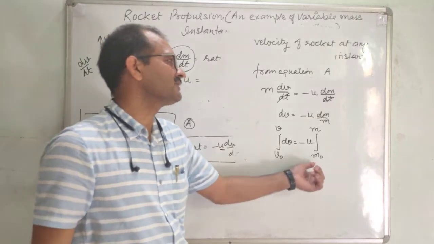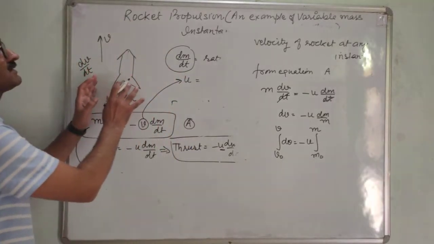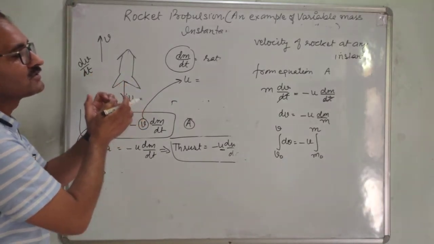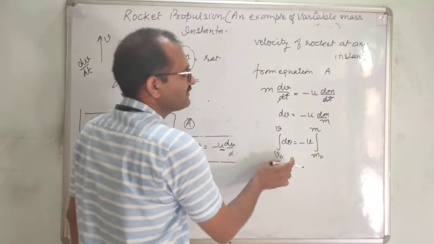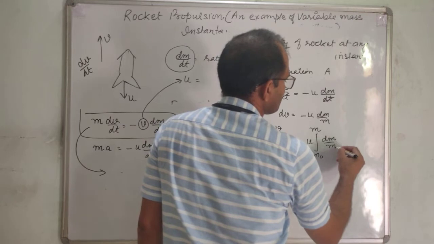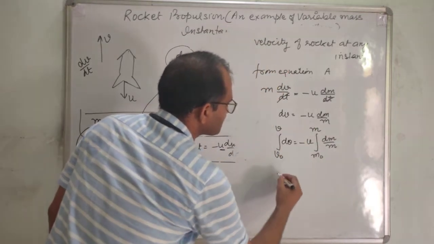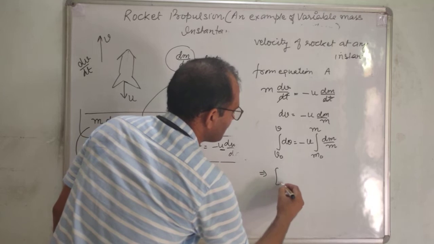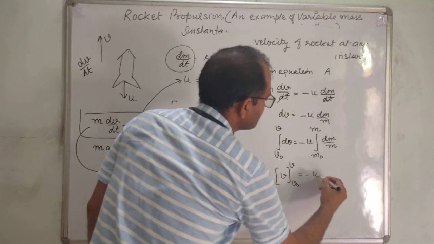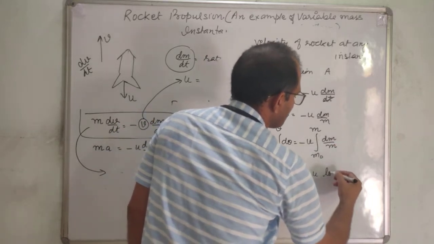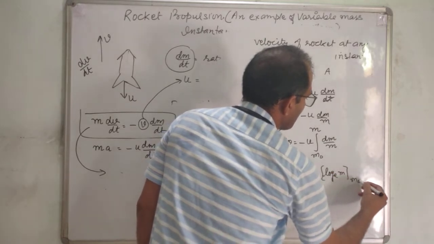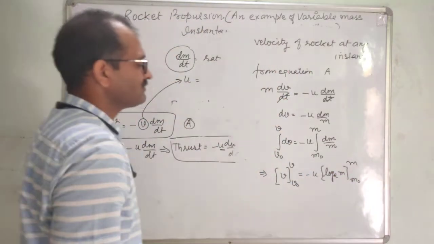Initially, I am supposing the mass was m naught because this is a variable mass system and the fuel goes on being consumed. Therefore, the mass goes on reducing. We are supposing that when the velocity was v naught, the mass was m naught. That is dm upon m. Thus we will have v from v naught to v is equal to minus u natural logarithm, log e m, from m naught to m.